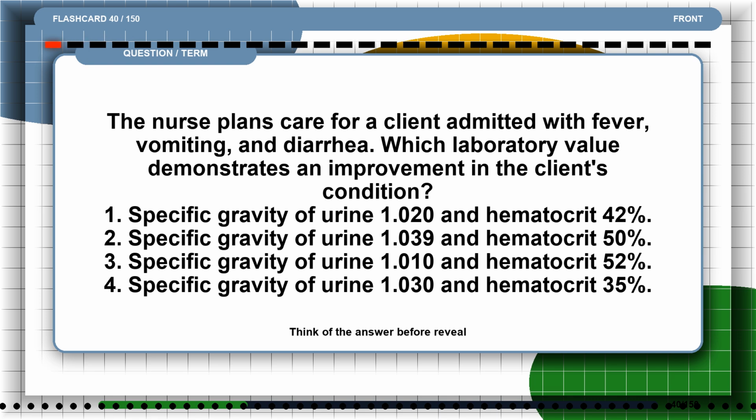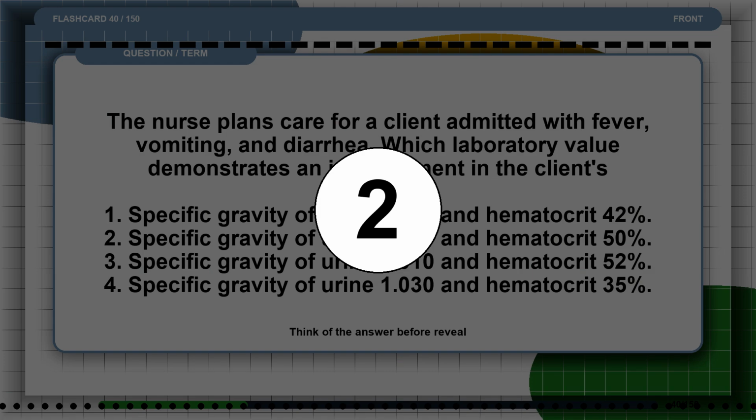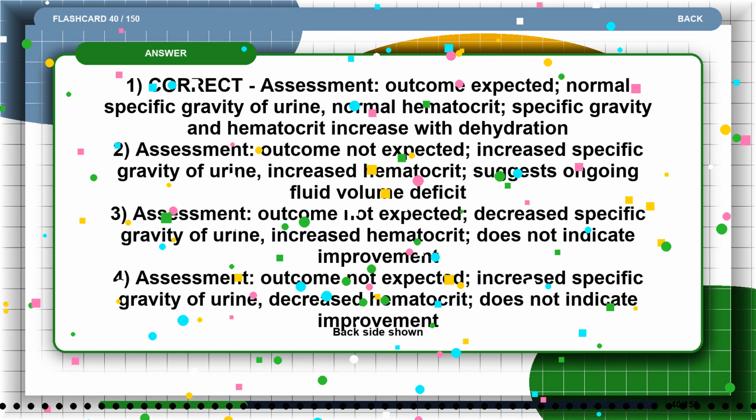Think of the answer before the reveal. The answer is 1. Correct assessment. Outcome expected. Normal specific gravity of urine. Normal hematocrit. Specific gravity and hematocrit increase with dehydration.